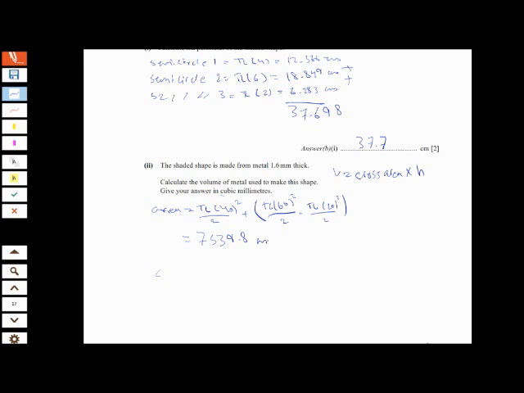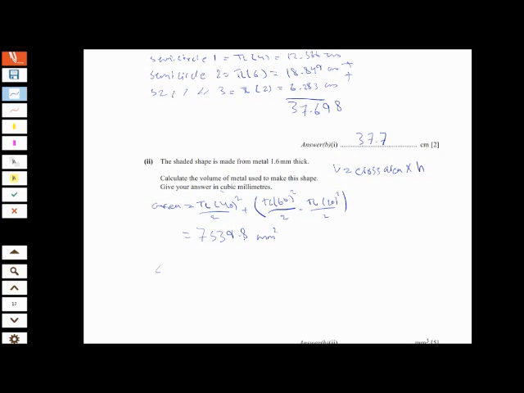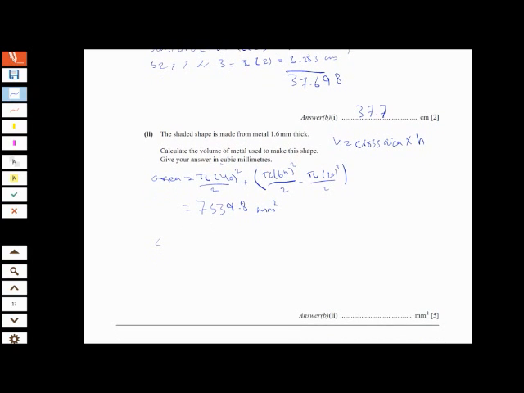That's the area, but then they want the volume. So the cross-sectional area times the height, which is 7,539.8 times 1.6, that would equal 12,063.715 cubic millimeters. Round that and you get 12,100 to three significant figures.